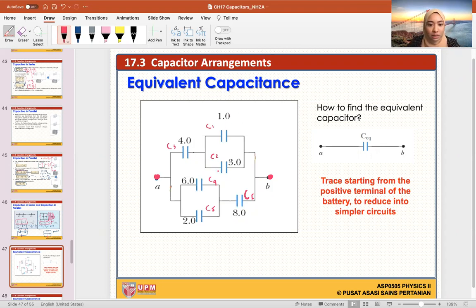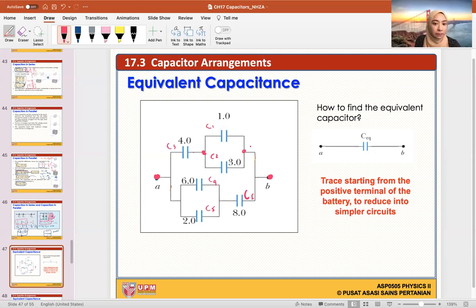So C1 is in parallel with C2. Can anyone tell me why? C1 is in parallel with C2. Why? Can anyone tell me? They meet at the same point.